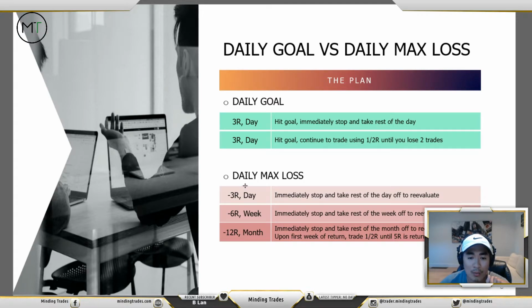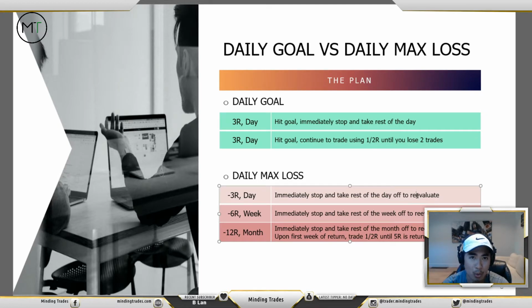For daily max loss, we have 3 options here. Not 3 options, but 3 different scenarios. So for the day, if you hit -3R, you want to immediately stop and take the rest of the day off to reevaluate. It doesn't matter if you hit the -3R within the first 5 minutes or the first 5 hours. You want to take the rest of the day off. This is because maybe your psychology is not quite there, or maybe the day is just not going well. Once you hit that red day, you want to stop and limit yourself, because you're not thinking correctly.